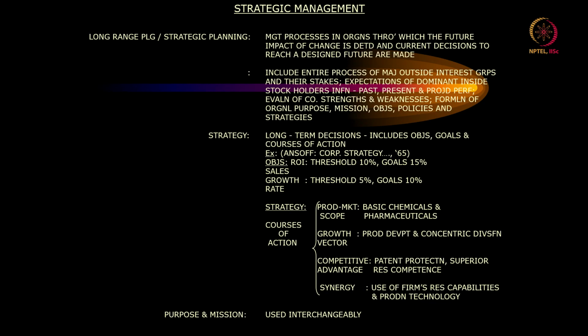Now, what is the term purpose and mission? This purpose and mission, with respect to an organization, is used interchangeably when we look at the planning process. How is it used in an interchangeable manner? We will take into account one or two examples and describe this. What is the purpose of an organization and what is the mission of this organization?